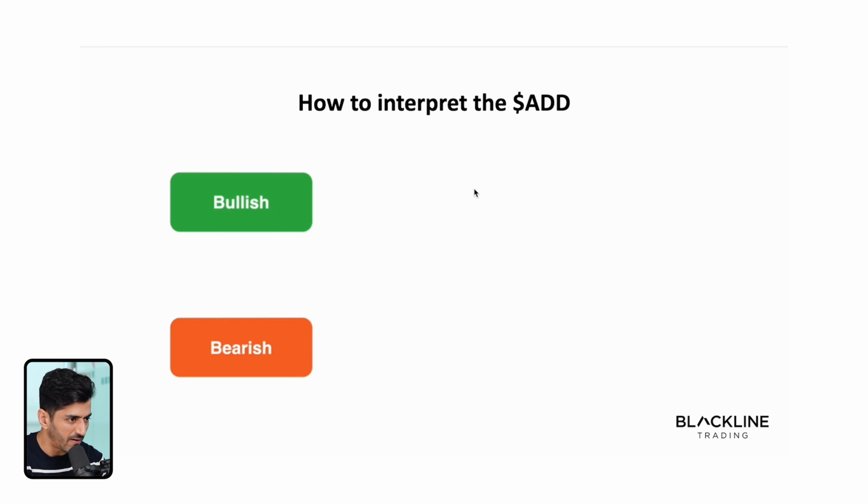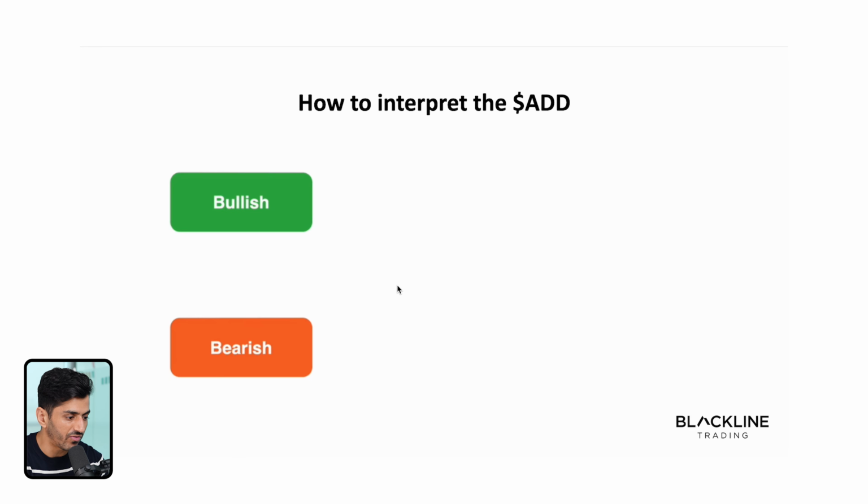Now, things become very, very interesting when there is something called ADD divergence, right? What exactly is a divergence? A divergence is when the market internals show you one picture, but the price action shows you another picture. As we just discussed, for bullish momentum, you want to see ADD trend higher as well. For bearish momentum to continue, you want the ADD line to participate in the move as well and corroborate that with the price action.